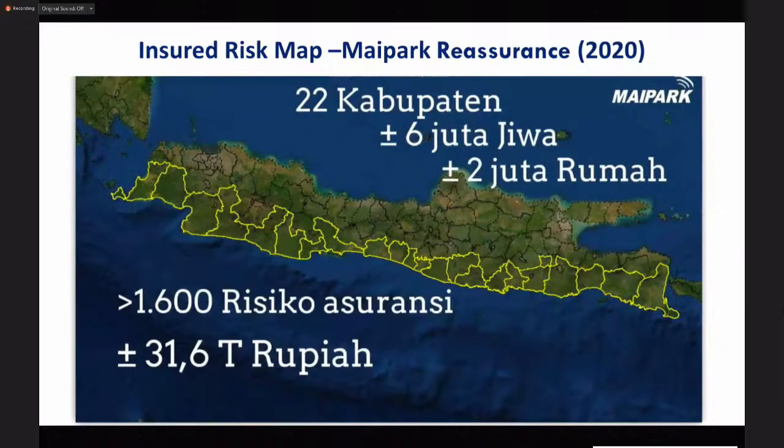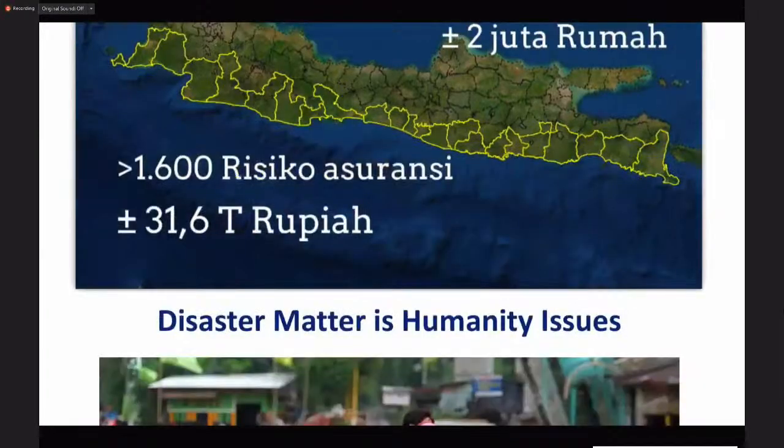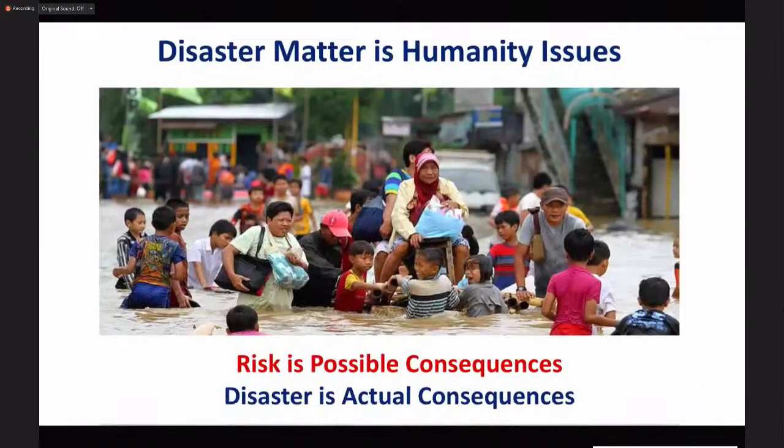The company already highlighted that there are about 1,600 insured risk areas. If the South Java megathrust occurs and generates a huge tsunami, the loss might be almost 22 trillion rupiah. So this has become a big homework. Companies, for example Maypak Reinsurance, have already highlighted this issue. But what about us now? Shall we do nothing? What happens if the big tsunami occurs?